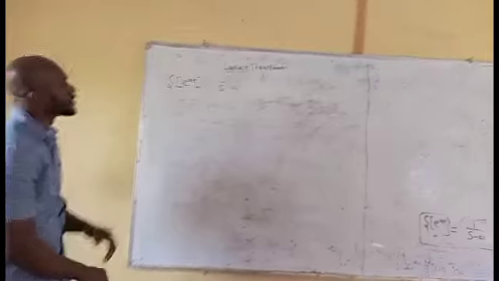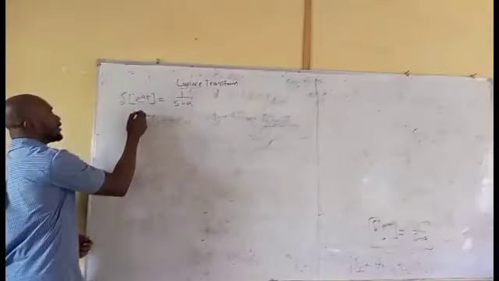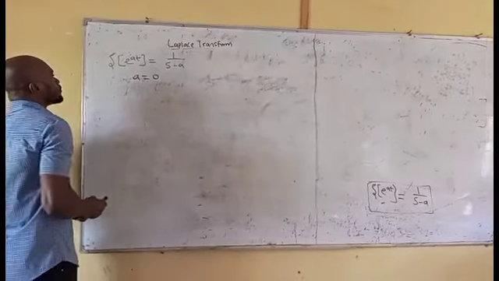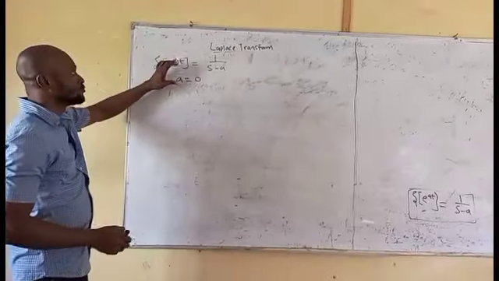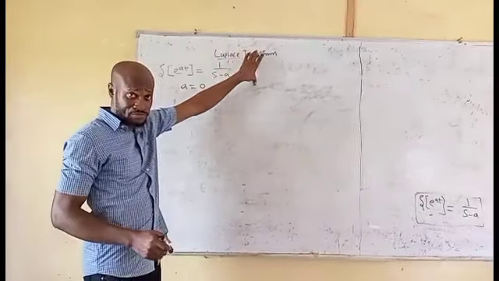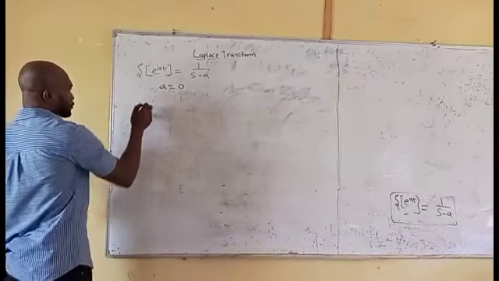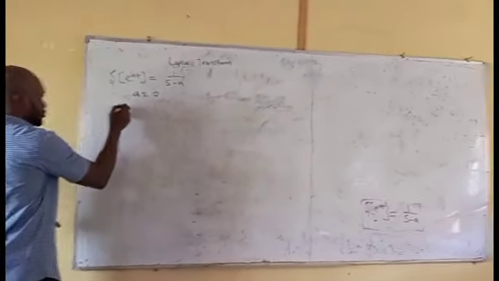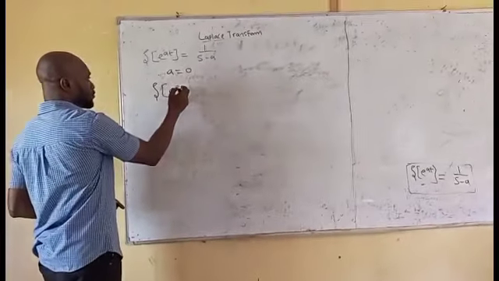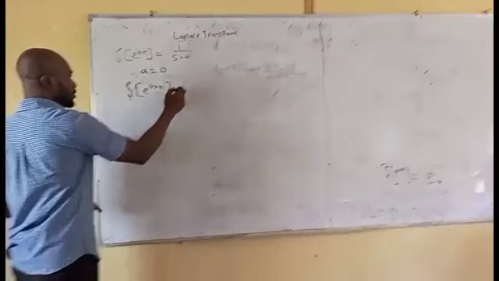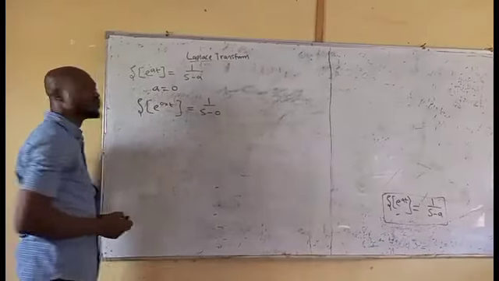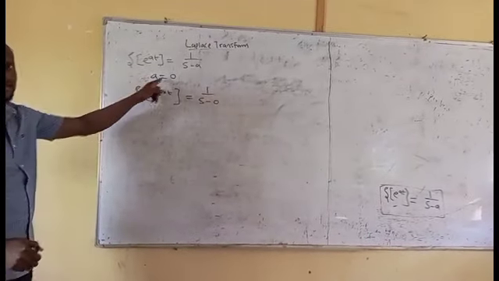Now, if I take my a to be equal to 0, then I'm going to use this value of a and substitute it into this equation. I will have something like this: the Laplace transformation of exponential, my a now being 0, times t, will give you 1 over s minus what? 0. Why? Because I'm taking my a now to be 0.